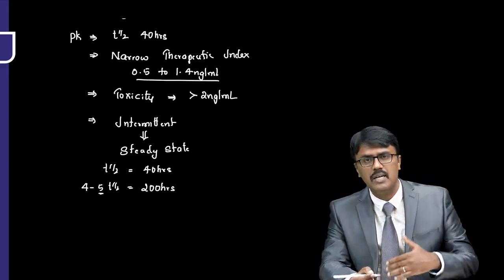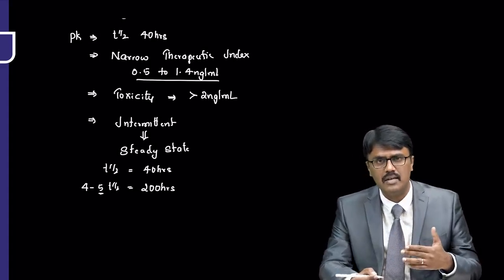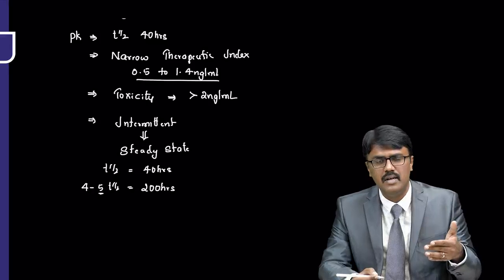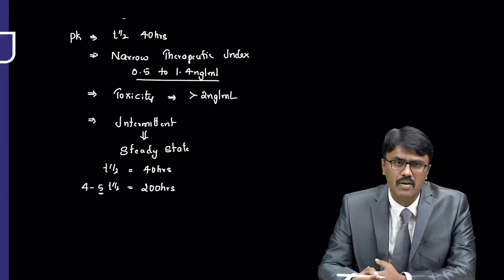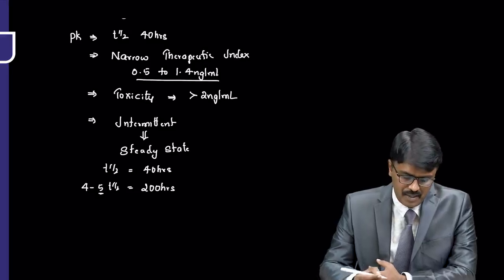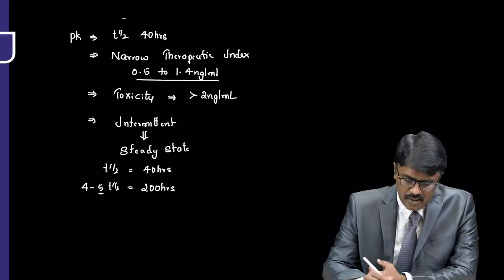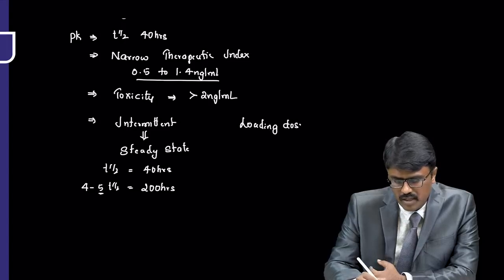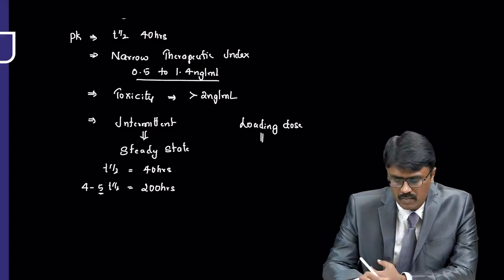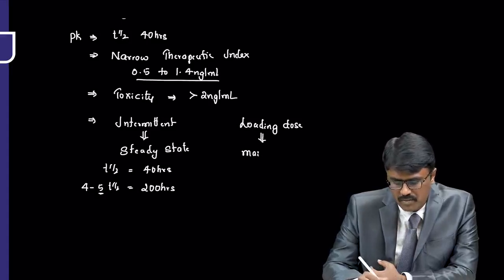So in an emergency, if I give the drug like this, every half-life, it takes 200 hours to achieve steady state and you cannot get the target level. The other strategy we can use is to give a dose called a loading dose. So we can give a loading dose followed by a maintenance dose. This is what we follow in emergencies.